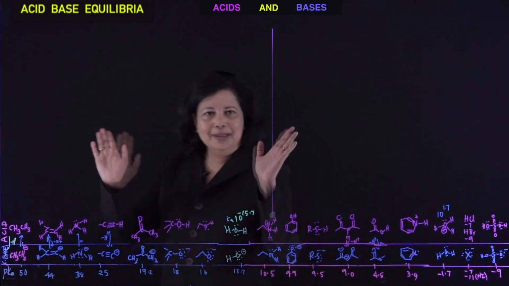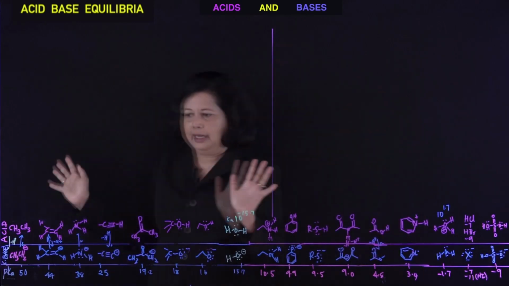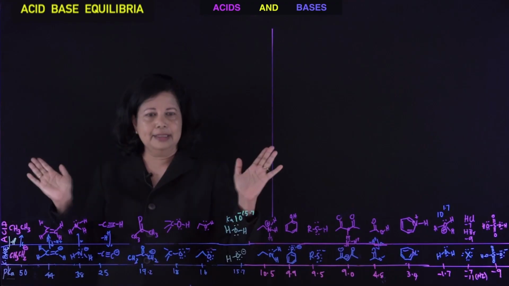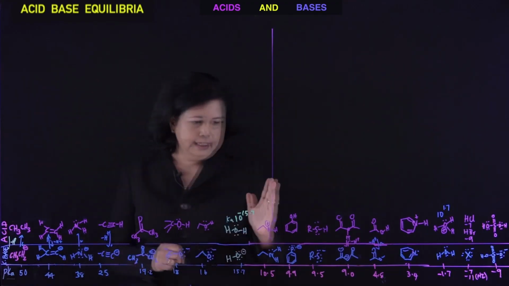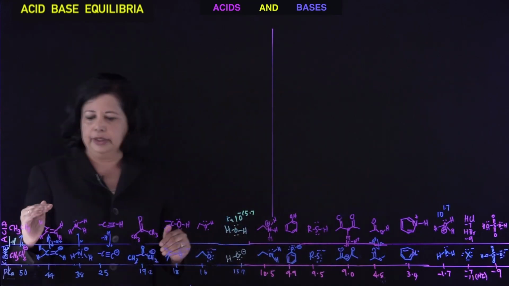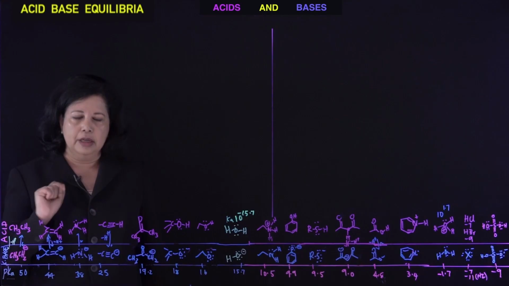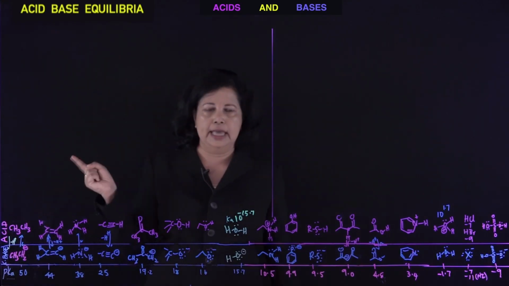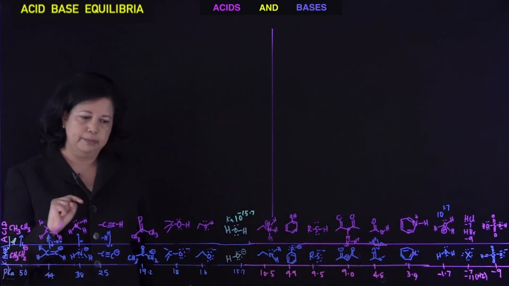Hello everybody, welcome back. We did acids and bases introduction last time, and this is from there. Just to review what we did last time, we said that if you have an acid, when it deprotonates, it goes to a conjugate base. A conjugate is only one proton different from the original acid or base. So if you take off one proton, it gets to the conjugate base.